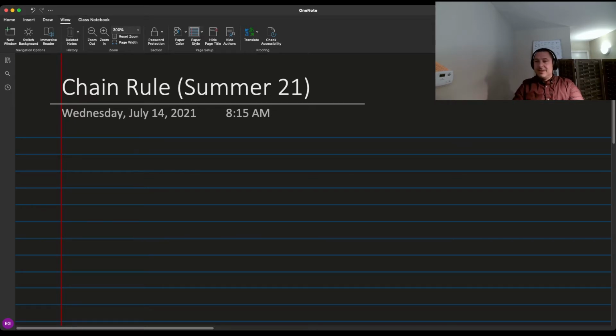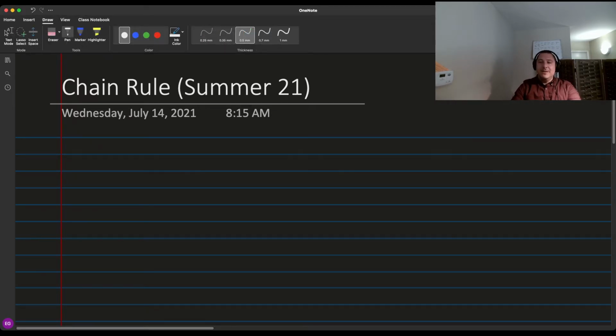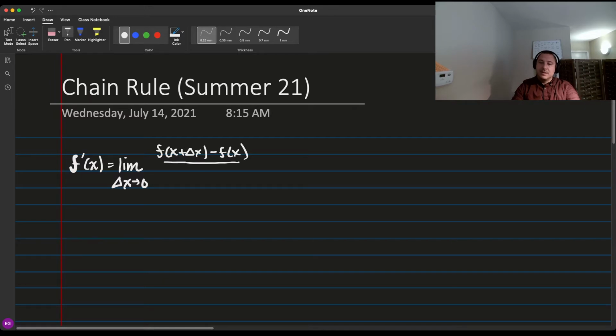Up till now, we've done things like, how do you calculate the derivative? By taking the limit as delta x goes to 0 of f of x plus delta x minus f of x all over delta x. So this is called the limit definition of the derivative.